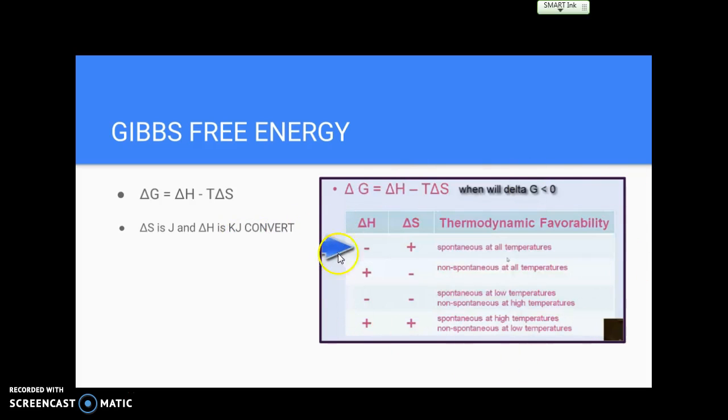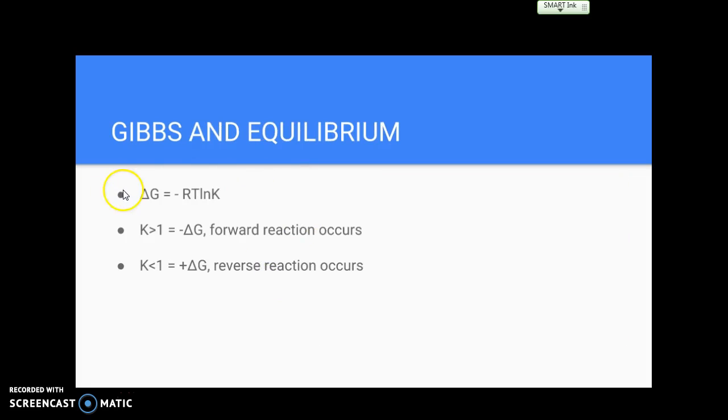Right here is a chart. You're going to need to know this for the AP exam. Negative enthalpy, positive entropy. It's spontaneous all the time. The other way around, non-spontaneous. Negative, negative, only spontaneous at low temperature, non at high. Plus, plus, spontaneous at high, non at low. That's what you got to know. You're going to have to know this for the AP exam. This is what delta G means. You got to know all this.